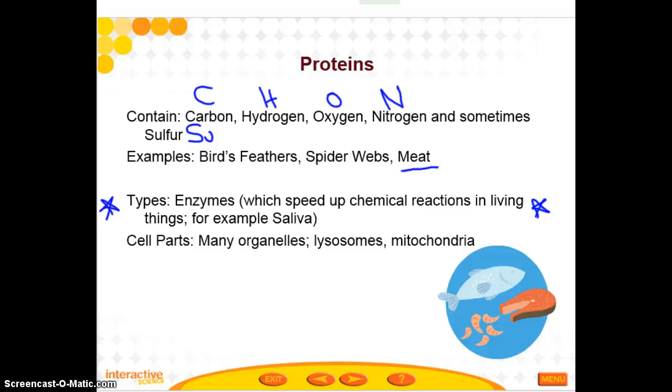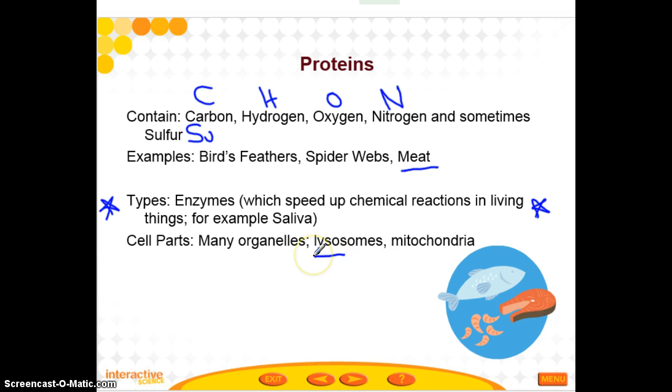With a cracker, if you put a cracker in your mouth and you start chewing, first it tastes really bland, but then suddenly it starts to taste pretty sweet. You're breaking apart that complex carbohydrate and showing that it's a sweet carbohydrate, going from complex to simple. Pretty cool. Enzymes are very, very important in living things.